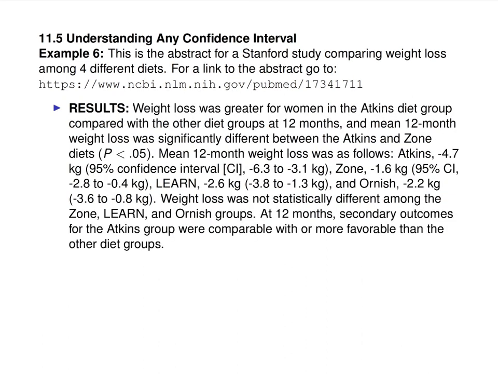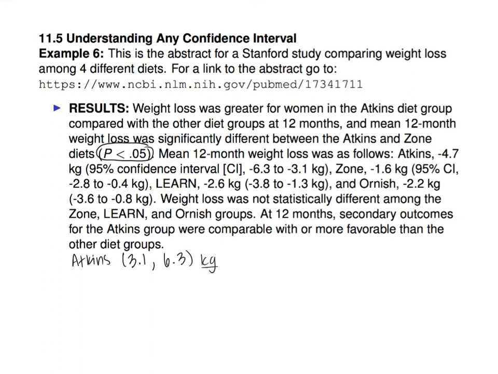And so here is the summary of their results. Weight loss was greater for women in the Atkins diet group compared with the other diet groups at 12 months. And the mean 12-month weight loss was significantly different between the Atkins and the Zone diets. And this had a probability of less than 0.05. So here are the mean 12-month weight loss intervals. The mean weight loss on the Atkins diet was negative 4.7 kilograms, and the 95% confidence interval was negative 6.3 to negative 3.1, or written with positive numbers, people lost between 3.1 and 6.3 kilograms.